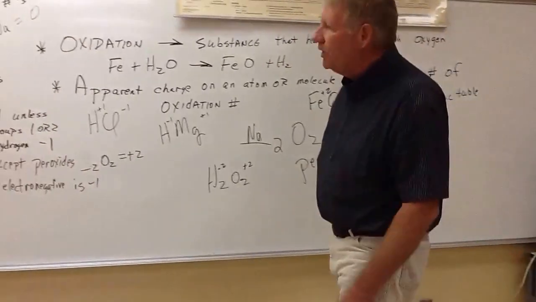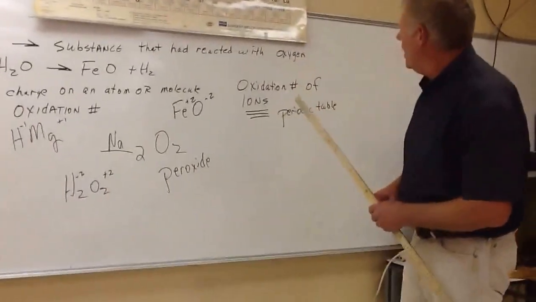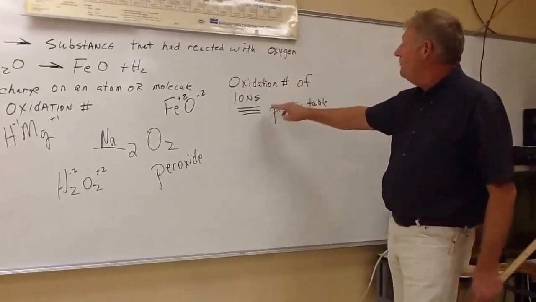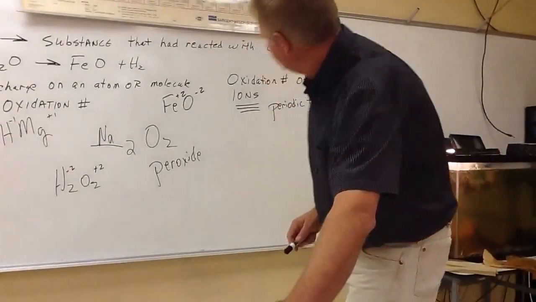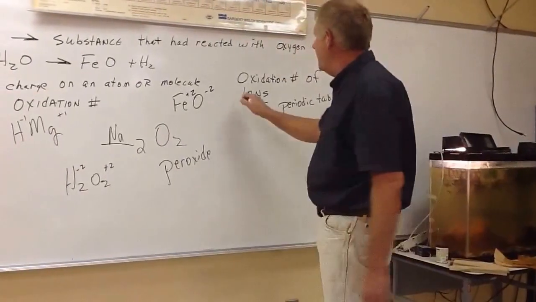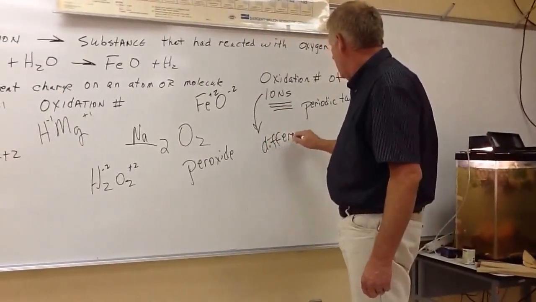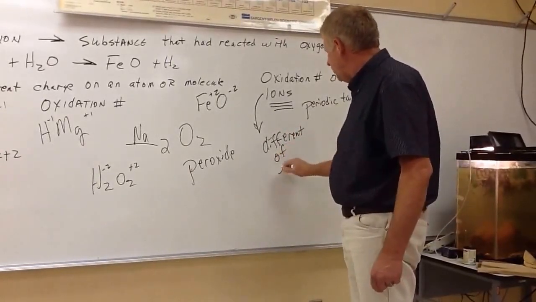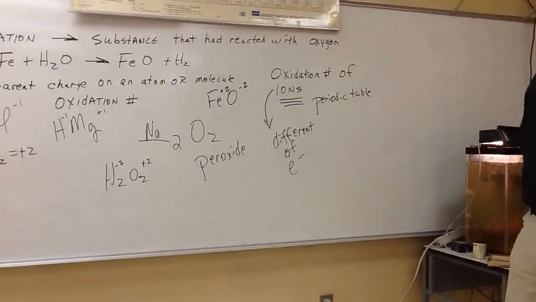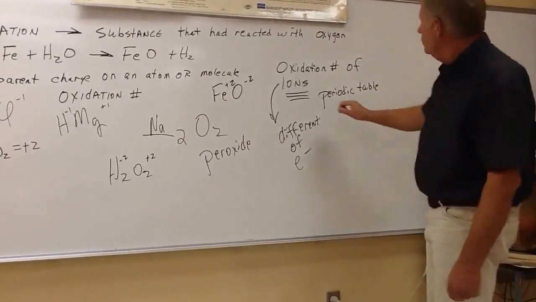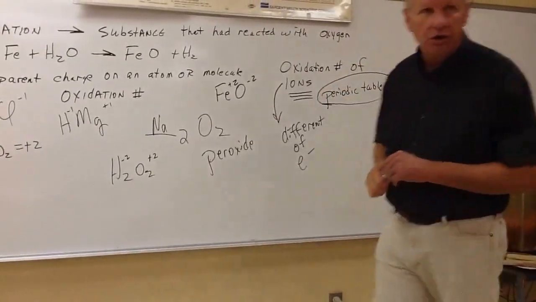Now, we've got to separate ourselves out. Now we've got a big thing right here: oxidation number of ions. So now, remember, an ion is a different number of what? Different number of electrons. So now, I want to know the oxidation number of ions. In order to do that, you skip right over to the periodic table, and I'm going to show you how this works.